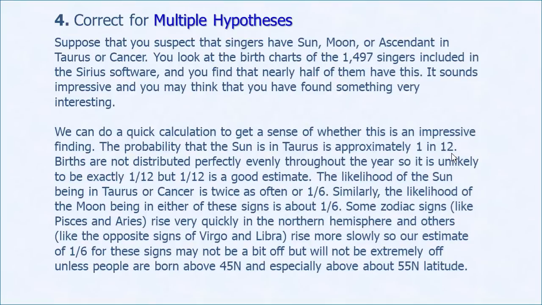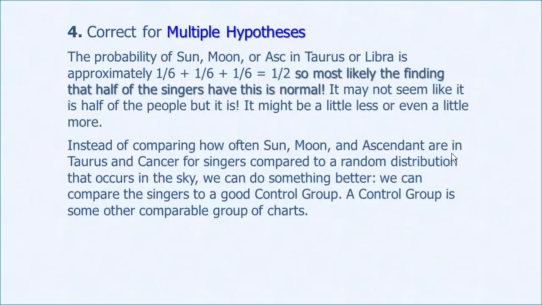If most people in a lot of research are born in the northern hemisphere, and Pisces and Aries don't rise very long. Anyway, it's not actually a very good estimate, but let's say it's good enough for our purposes. So what's the probability that you'll have sun, moon, or ascendant in Taurus or Libra? It'll be 1/6 plus 1/6 plus 1/6. It'll be about half the people.